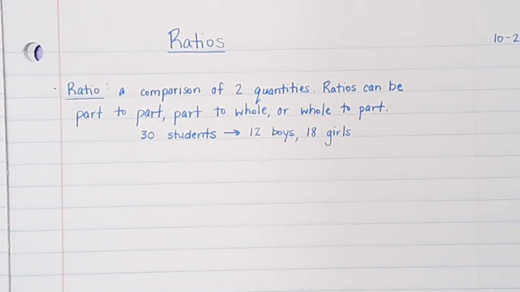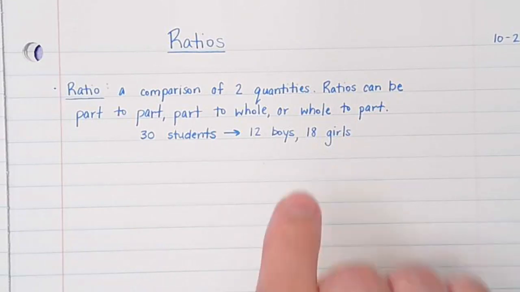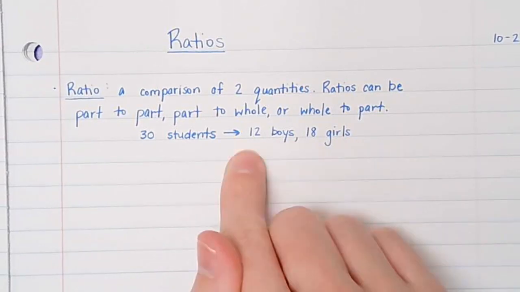For ratios, it's super important that you pay attention to the order. What I mean by that is, if they ask for the ratio of girls to boys, then what needs to come first? And it's girls, because they asked for girls first. So when you write it, you need to put 18 first, and then 12 would come second.